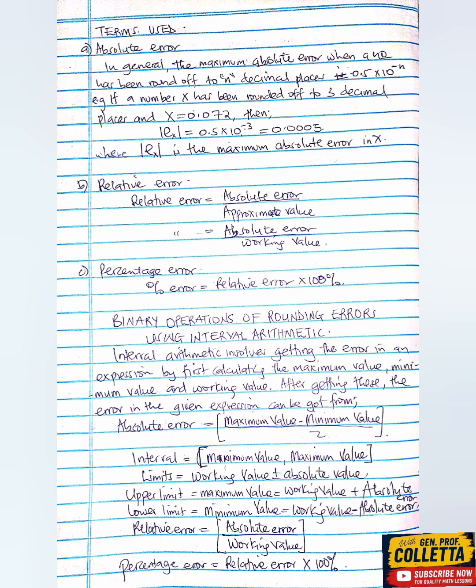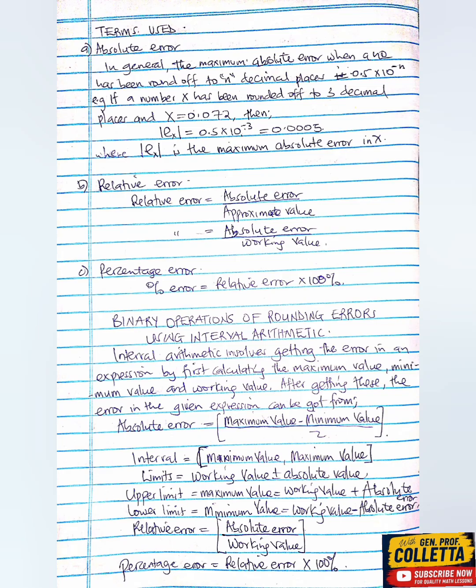Now, if we have 0.072, and maybe it was 0.0723 and it was rounded off to 3 decimal places, then the error in that would be gotten from the number of decimal places it was rounded off to. For example, that is 0.5 exponent negative 3. The 3 comes about from the number of decimal places it has been rounded off to.